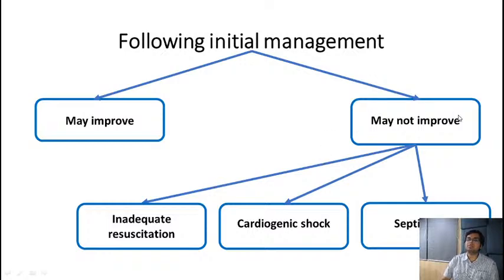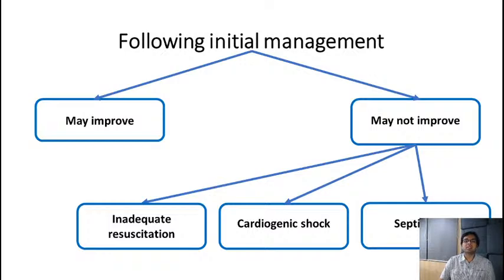However, if the patient does not improve, then the patient might have inadequate resuscitation, might have a cardiogenic component contributing to the shock, or might be in septic shock. How to assess for these is that first we see the patient's extremities. Even after providing 1 to 2 liters of bolus saline, if the extremities still remain cold and clammy, then we need to assess the jugular venous pressure as well as the lung fields, whether there are any crackles or not.